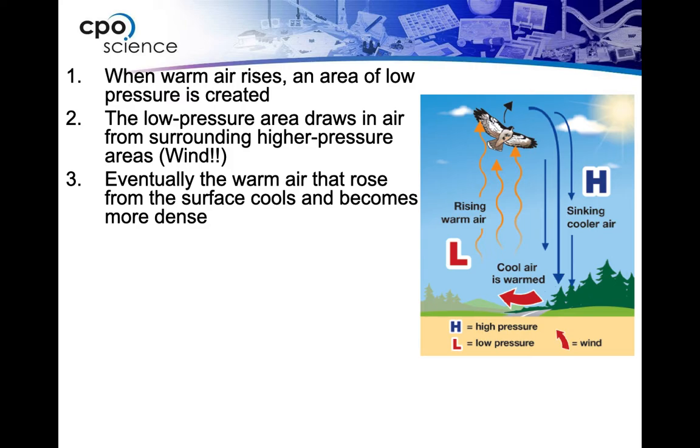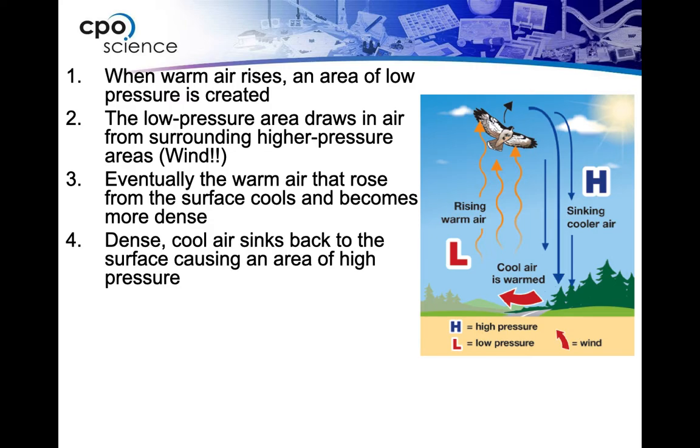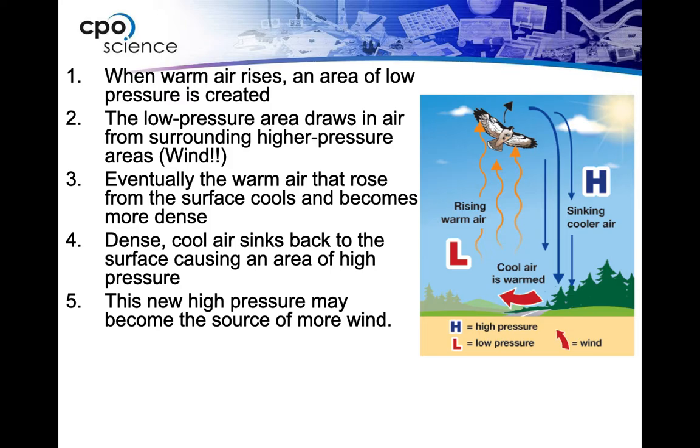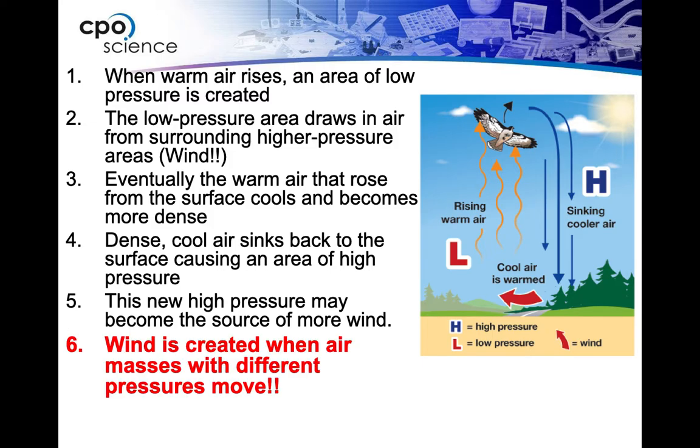Eventually, the warm air that rose up in the Earth's atmosphere cools, becomes more dense, and creates areas of high pressure. So sinking cooler air creates areas of high pressure. So dense cool air sinks back to the surface, causing an area of high pressure. This new high pressure may become the source of more wind. So really, when you think about it, what is wind? Wind is created when air masses with different pressures move. So high to low pressure, that's all wind is.